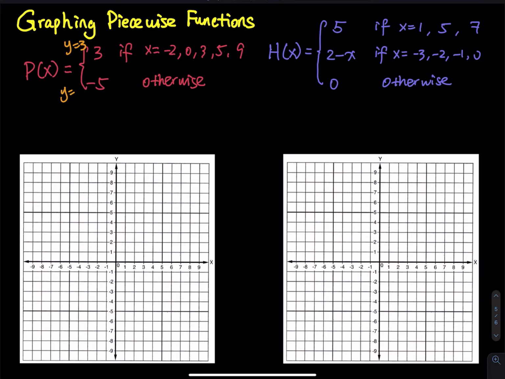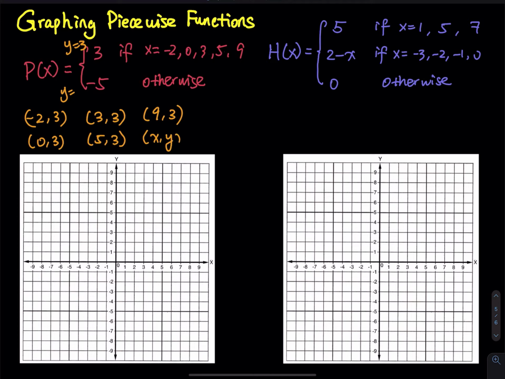If you see the subdomain written like this, x equals a few individual values, that means when x equals -2, y equals 3. When x is 0, y is 3. When x is 3, y is 3. When x equals 5, y is 3. When x equals 9, y equals 3. These are all ordered pairs x comma y.